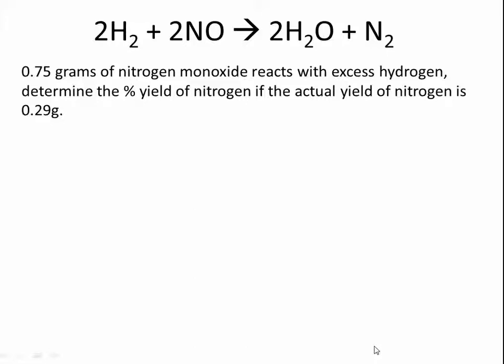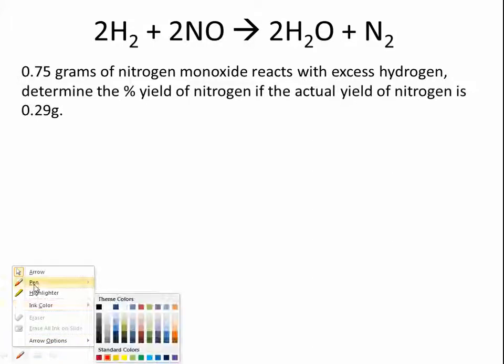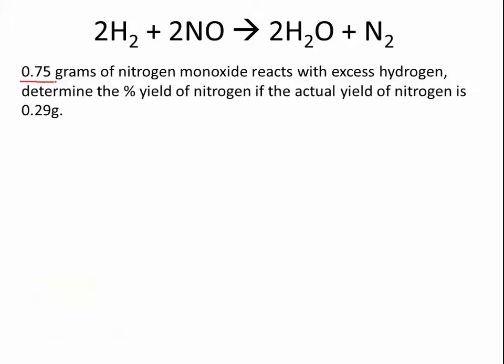So we have 0.75 grams of nitrogen monoxide reacts with excess hydrogen. Determine the percent yield of nitrogen if the actual yield of nitrogen is 0.29 grams. So we are given 0.75 grams of nitrogen monoxide. We have an actual yield of nitrogen of 0.29 grams, and we want to find percent yield.